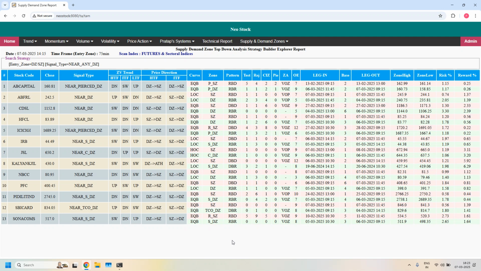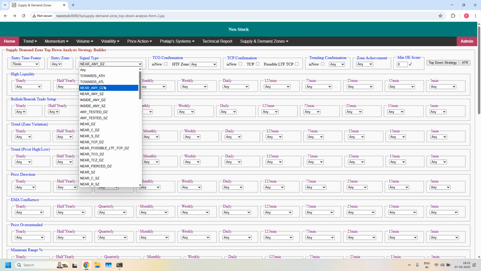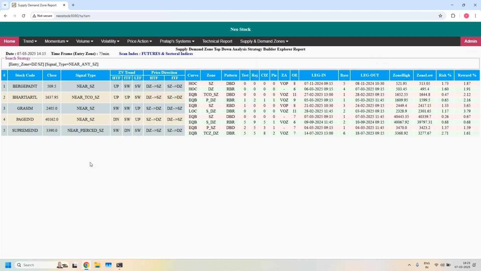Okay, next, for 75 minutes time frame, let us find the stocks near to the 75 minute supply zone. We got 5 stocks. Let us identify high liquidity 75 minute supply zones from this list. Now, we don't have any valid high liquidity 75 minute supply zones for our HLQ zone strategy. Okay, we also completed daily and 75 minutes high liquidity zones.